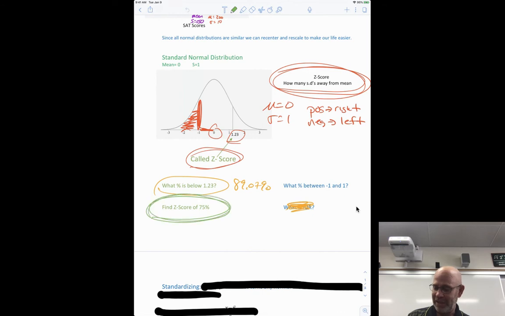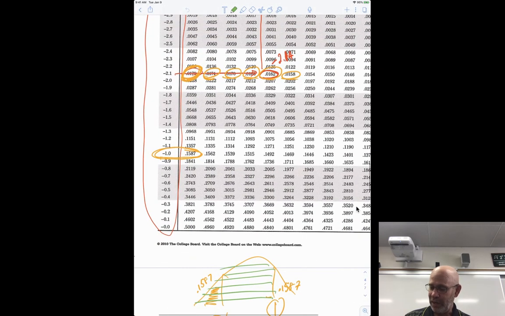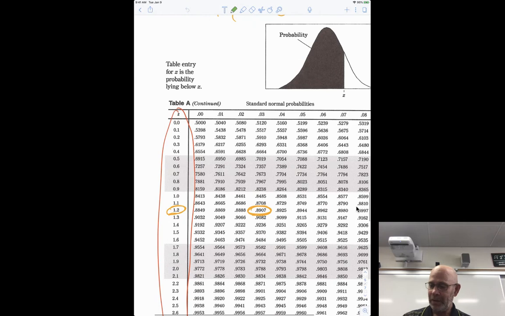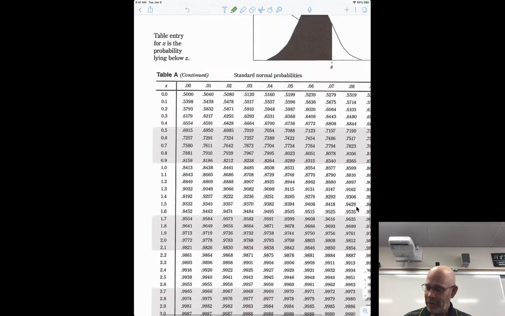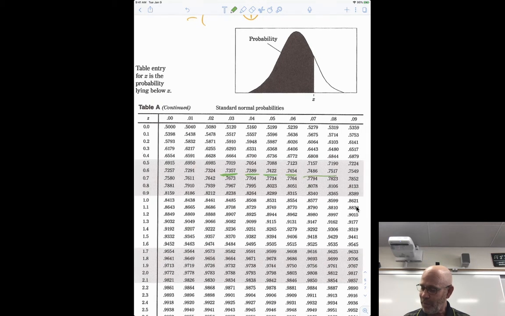Notice this: find the z-score that goes along with 75% of the data. All right, so we come back here to the note sheet. Now we're going to go inside the chart. Let me do a little bit of erasing here. What we're going to do now is look for 75% in here. I know you can't see this, but I'm looking, and somewhere between here and here is that number.